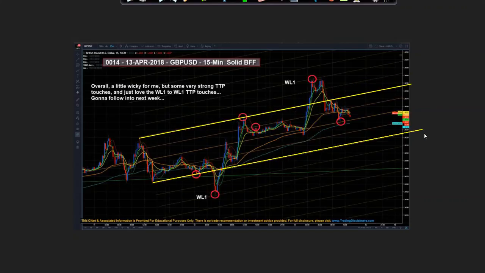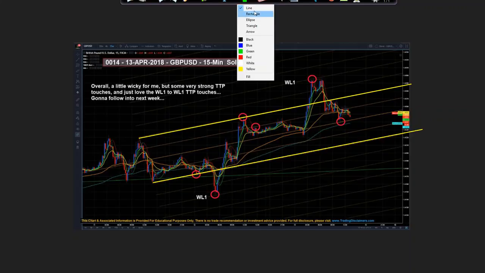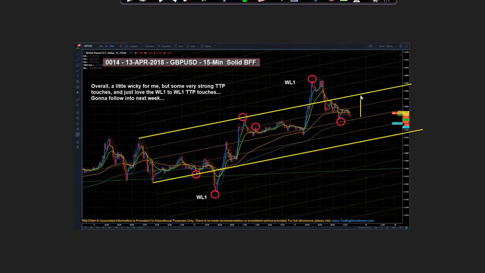When price breaches the fork, the first place it's going to go to is a warning line. And a warning line is nothing more than a half channel. So if we go from the median to the outside, it's a half channel up. And that warning line will maintain the same angle as the pitchfork.